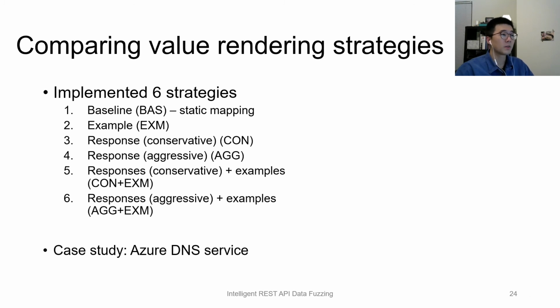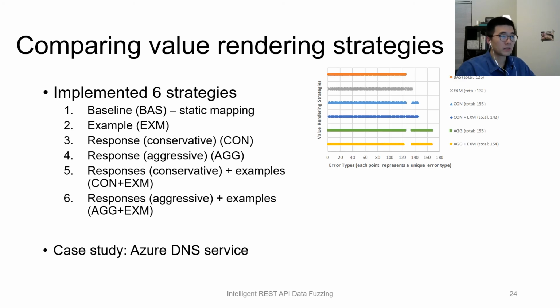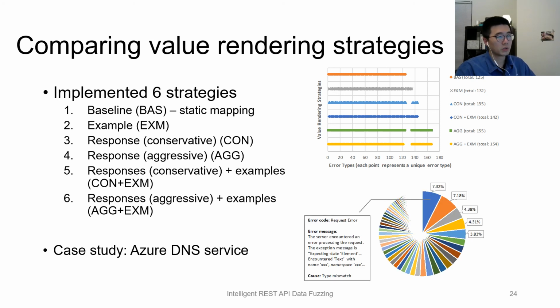We compare 6 different combinations of the strategies. We have the baseline, which uses only the static mapping. We have the examples, which use the examples from the specification. We also have another 2 that use the responses in the conservative mode and aggressive mode, and another 2 that use both the examples and the responses in the 2 modes. From the results, we can see that using the examples and the responses is beneficial in general, especially when we use the response in aggressive mode. What's even more, when we look into the distribution, the value rendering bottleneck doesn't exist anymore, and now the fuzzing budget is being utilized more evenly.